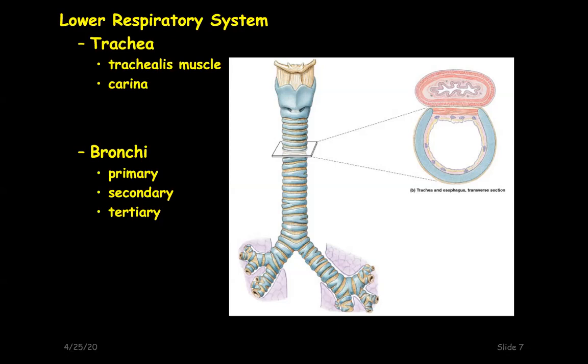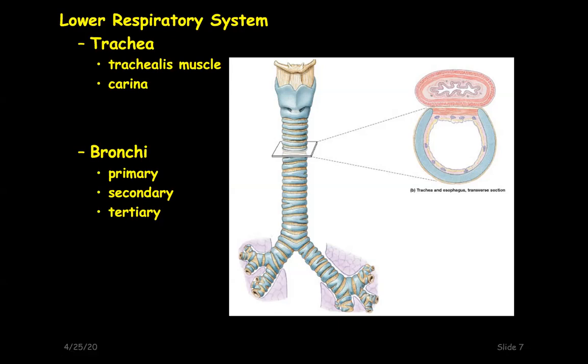Both the left and the right bronchi, they're supported with C-shaped rings of cartilage. They're lined with ciliated epithelium, and they contain some smooth muscle. The primary bronchi enter into the lung tissue at a groove that's called the hilus. So this groove in the lung, where the bronchi enter, that's called the hilus.